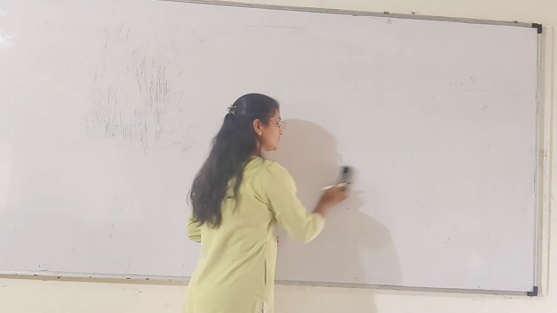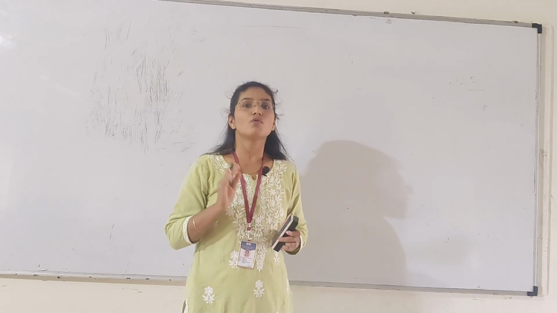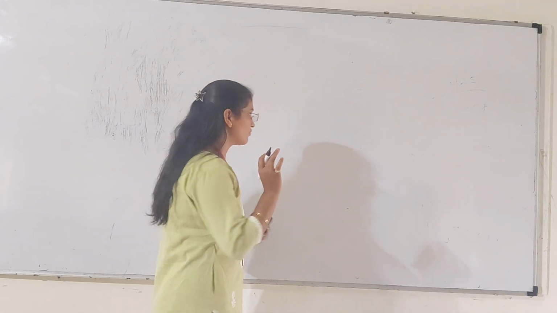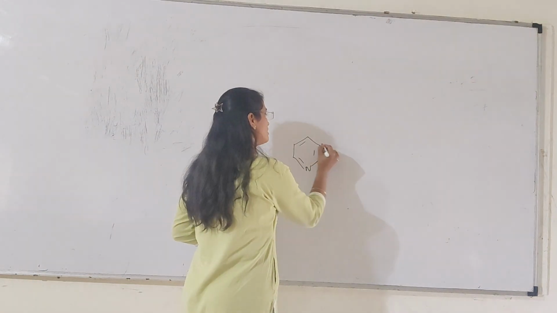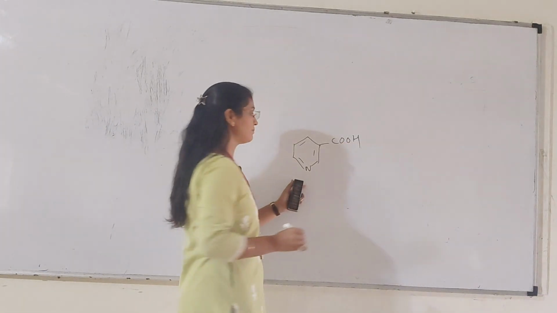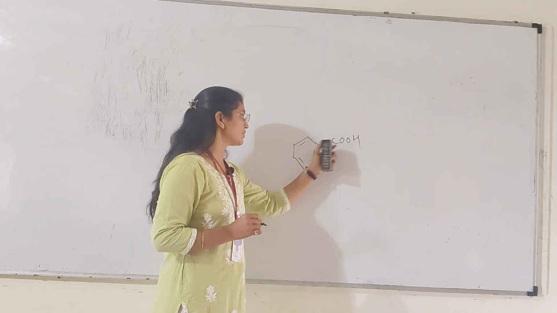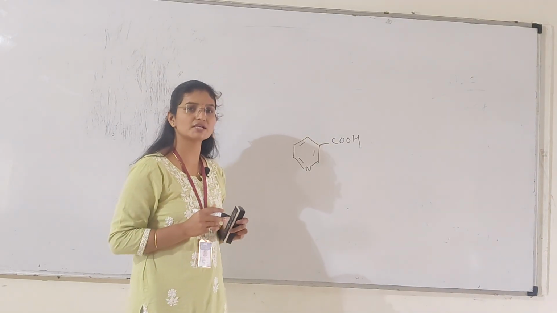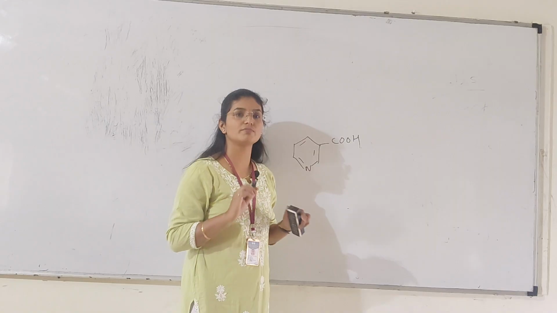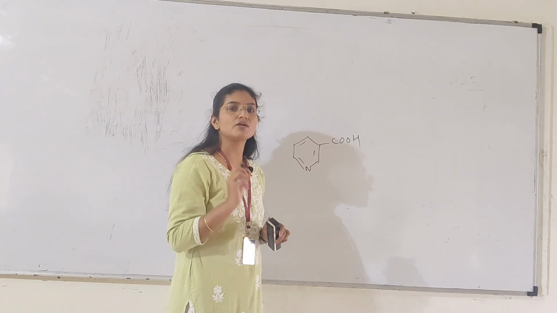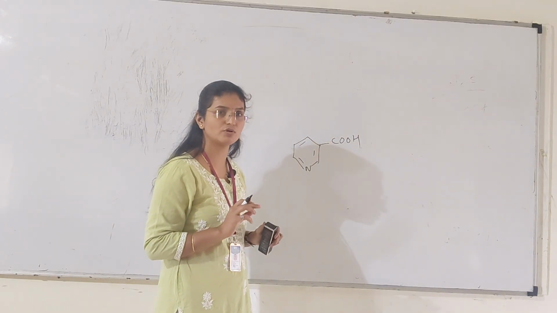Then the second rule: if your compound contains one substituent or functional group, see in this example, a COOH group, a carbonyl group, is joined to this pyridine ring. Then how is the numbering given? Remember, the first rule is applicable to all: the numbering of a heterocyclic compound must start from the heteroatom. There is no change for that rule.